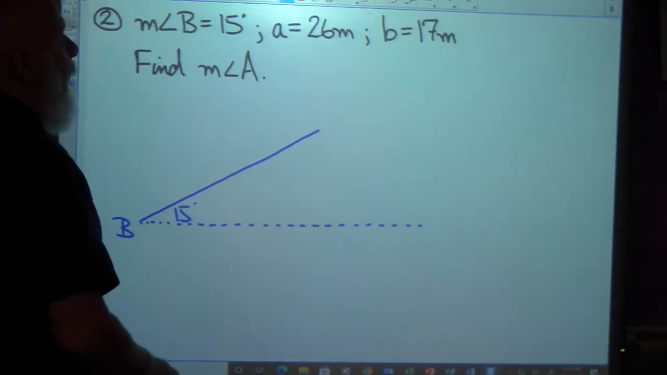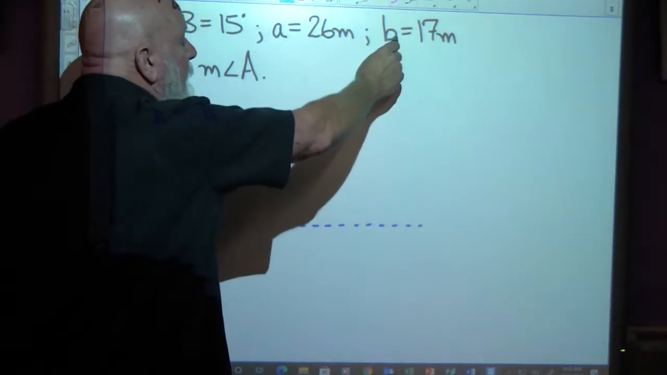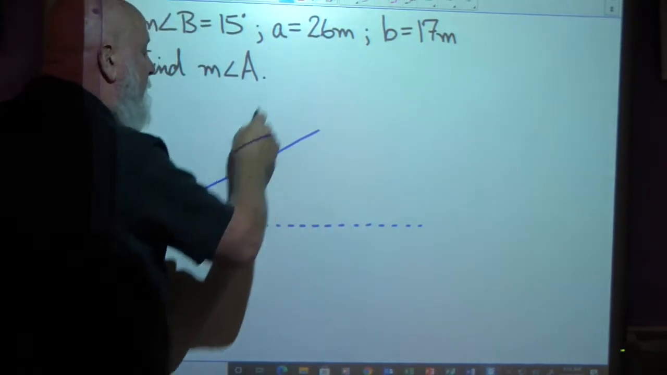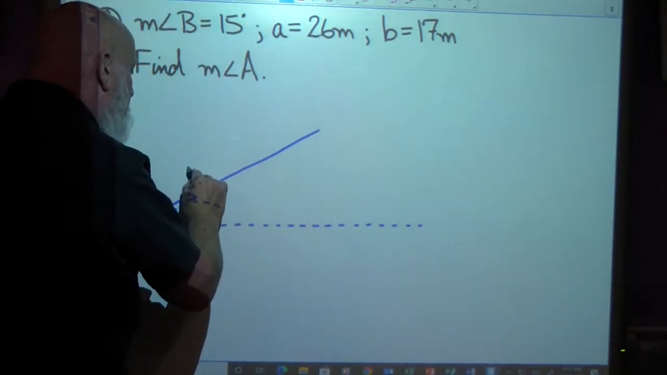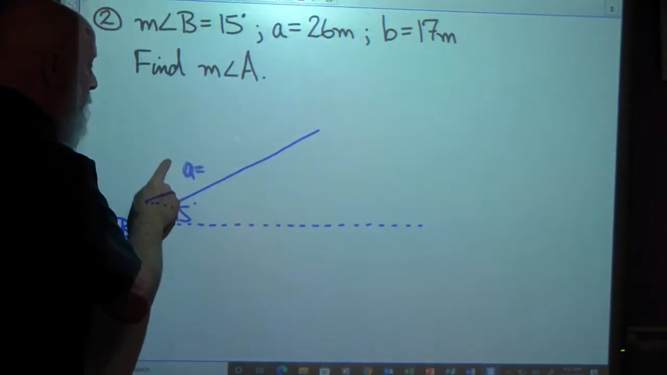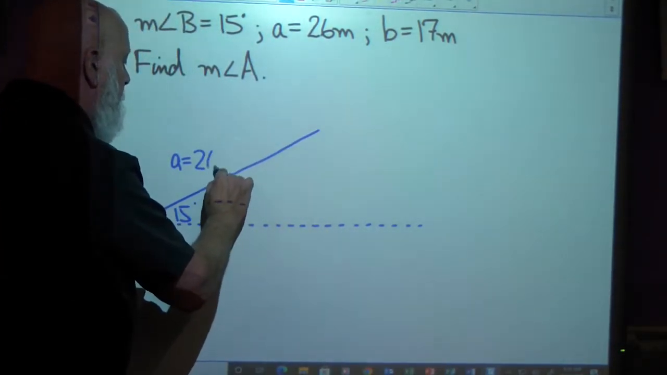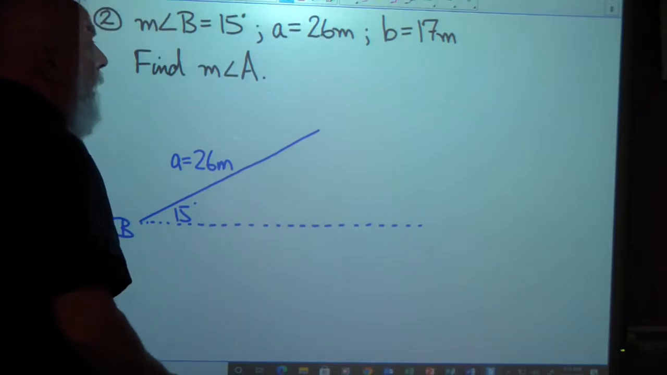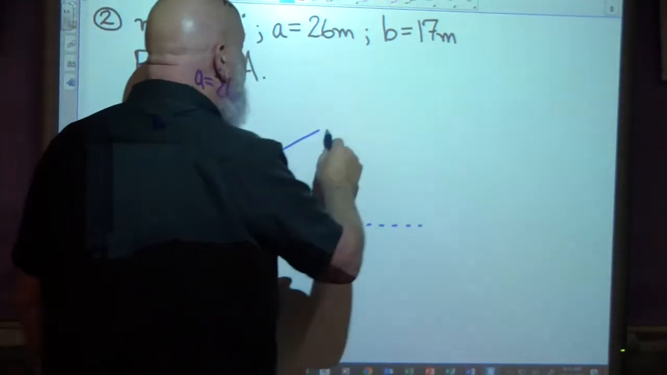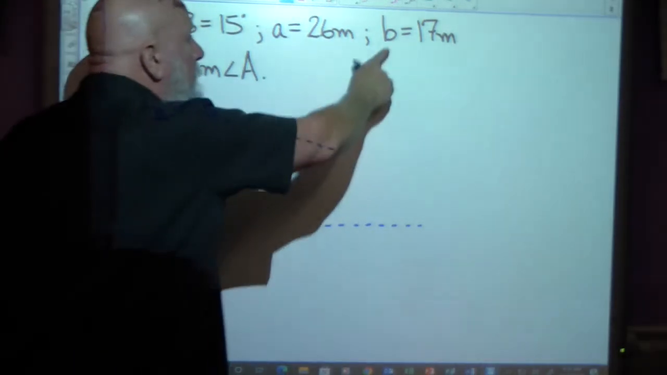They're telling me that side A is 26. Well, they're giving me side A, which is opposite this angle, so this has got to be A. And they gave me meters, 26 meters. Then they tell me that B is 17, and I see that this is the opposite side from angle B.